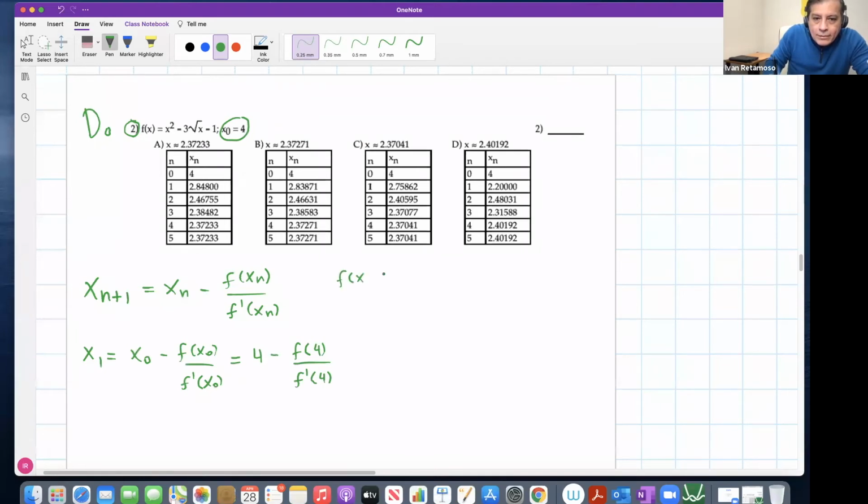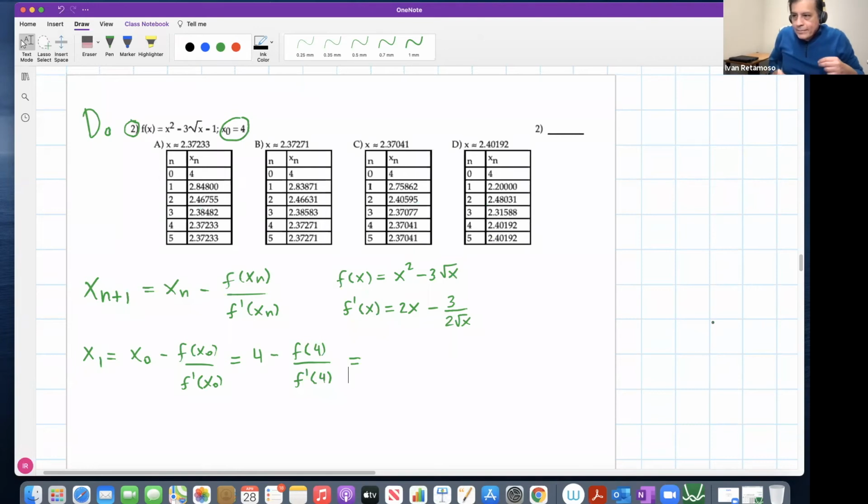f of x, the function, is this x squared minus 3 square root of x. The derivative of this function, remember, is this twice x here. And the derivative of this part will be 3 on the top. The derivative of the square root of x, remember, is 2 times the square root of x in the denominator, right? So use this for the function, use this for the derivative. Try to get these values, x1, x2, x3, and eventually they will get stabilized when you notice that stop, and then identify the table that corresponds to that. Yeah, go ahead, try, guys.